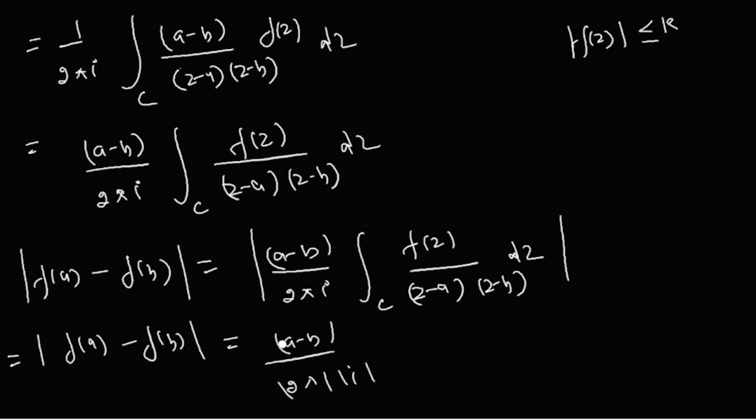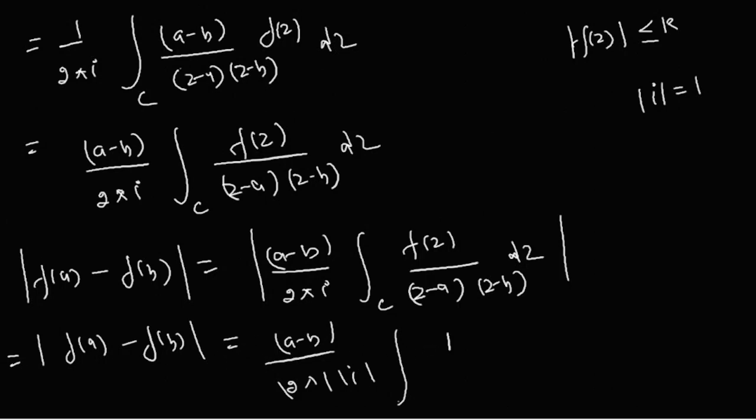But i is a complex number. I is iota, which means it is a complex number, so mod of iota equals 1. So you can write here, to understand, mod of i equals 1. And when we take the modulus inside the integration, then we use less than or equal to, otherwise we use simply the equal sign.